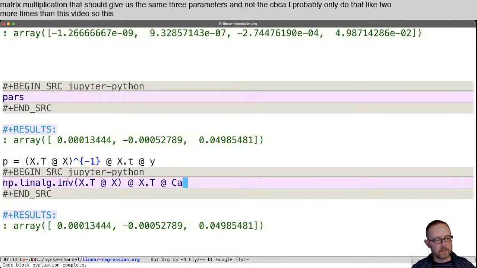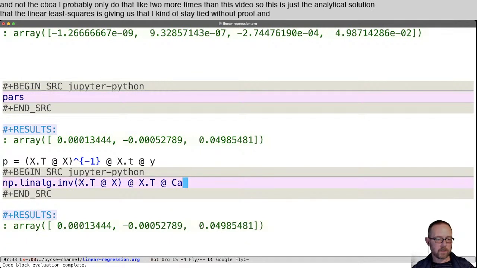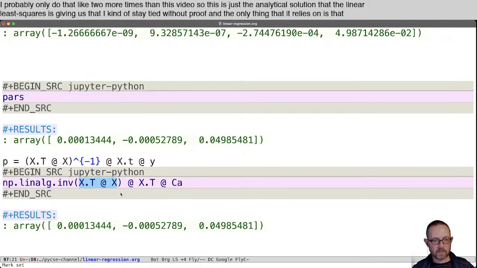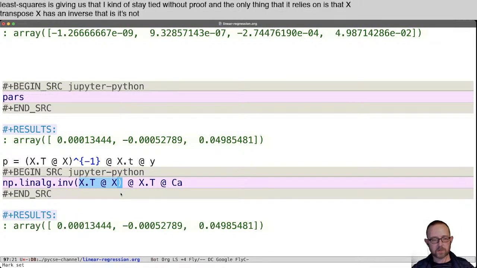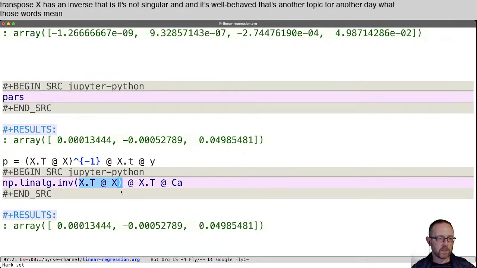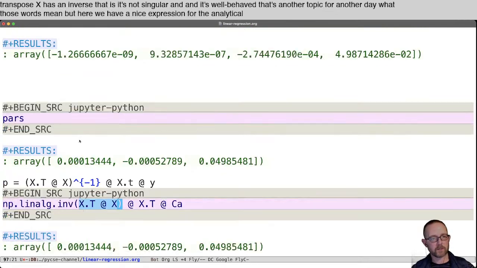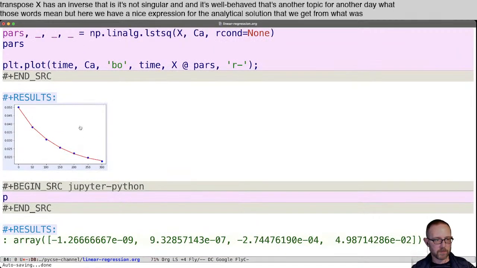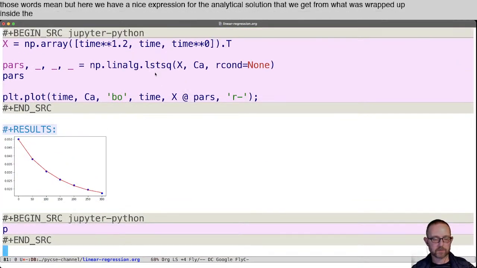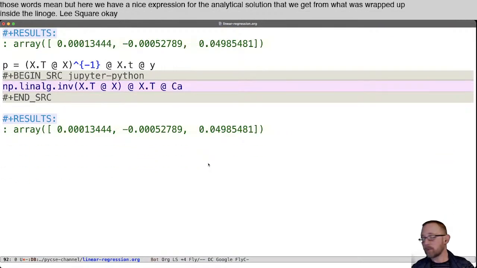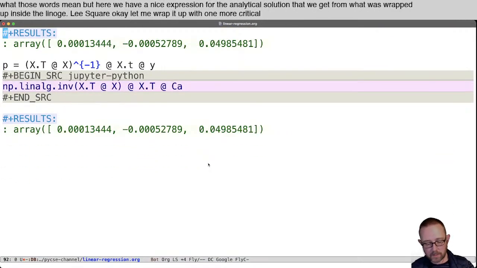So this is just the analytical solution that the linear least squares is giving us that I stated without proof. And the only thing that it relies on is that x transpose x has an inverse. That is, it's not singular and it's well behaved. That's another topic for another day of what those words mean. But here we have a nice expression for the analytical solution that we get from what was wrapped up inside the linalg.lstsq.